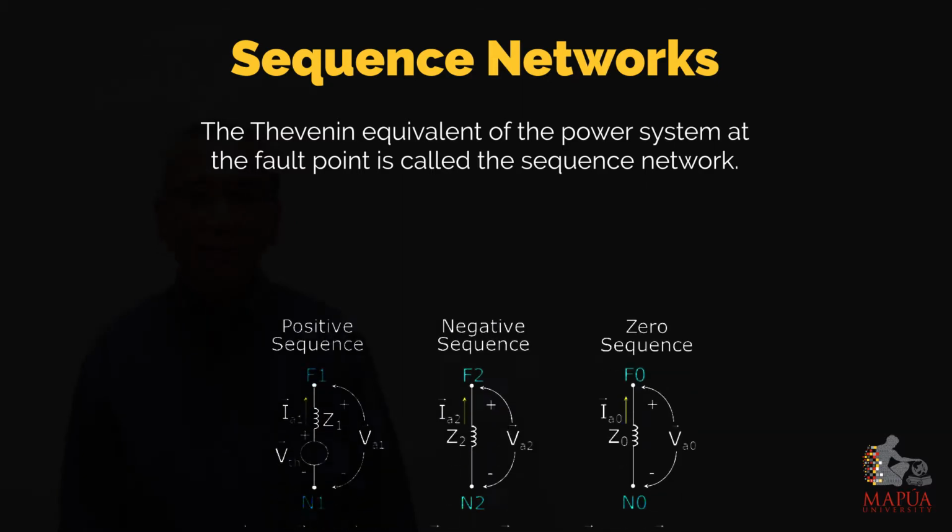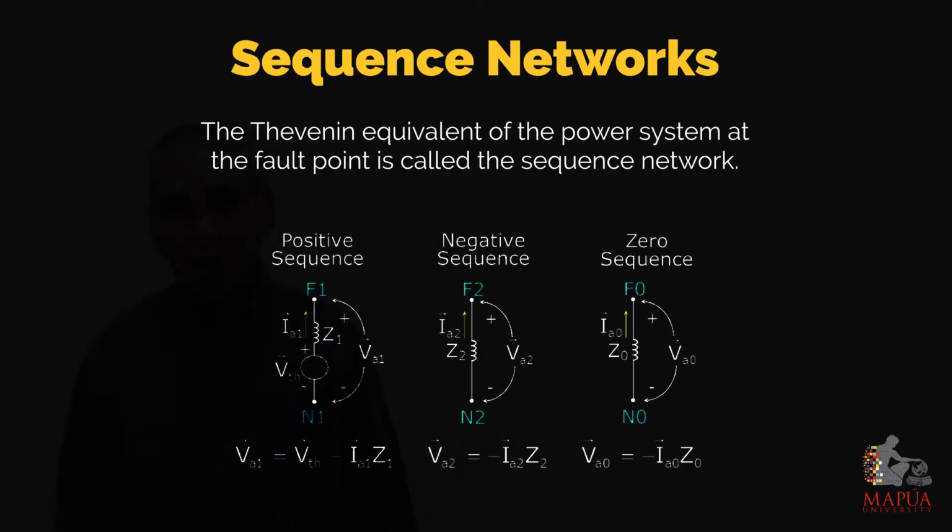So we need a simple representation of the entire system at a faulted point with respect to the ground. The positive sequence network is equal to the series connection of the Thevenin voltage and the positive sequence impedance based on the faulted point and the reference bus. Thus, our voltage VA1, the positive sequence voltage at the faulted point, is just equal to the Thevenin voltage minus the positive sequence current flowing through that Thevenin equivalent multiplied by the positive sequence impedance.